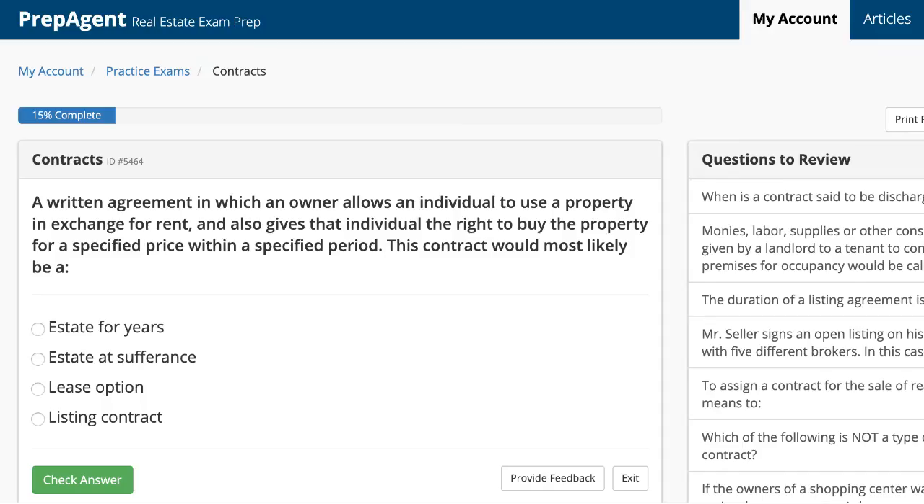A written agreement in which an owner allows an individual to use a property in exchange for rent and also gives that individual the right to buy the property for a specified price within a specified period. This contract would most likely be A, estate for years, B, estate at sufferance, C, lease option, or D, listing contract.